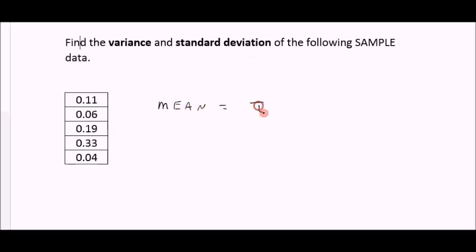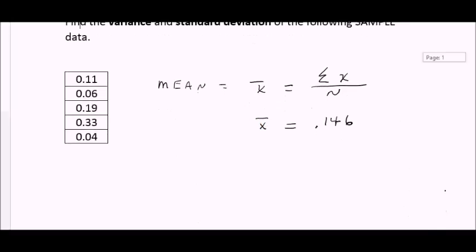So we obviously will need the mean of this sample data. We can calculate the mean by adding up all of the data values, the summation of all the data values, divided by however many data values there are, and we said there's 5. Well, when we add up these numbers and divide by 5, we get a mean of 0.146. I'm going to round everything to 3 decimal places here. So this is the x bar that we're going to use in the formula for variance.